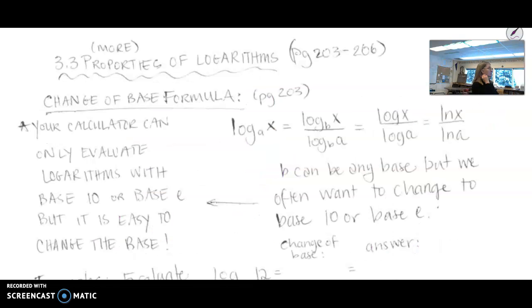Okay, so the next set of properties, the previous set was coming from lesson 3.2. This next set is coming from 3.3, some additional properties of logarithms, page 203 to 206 in your textbook. First thing we're going to look at is the change of base formula. In the previous video, we talked about how your calculator only has base 10 and base e, so you can only evaluate logarithms with those two bases.